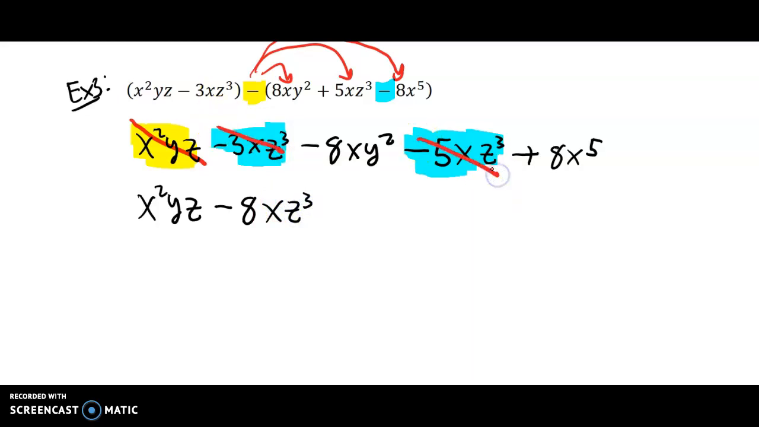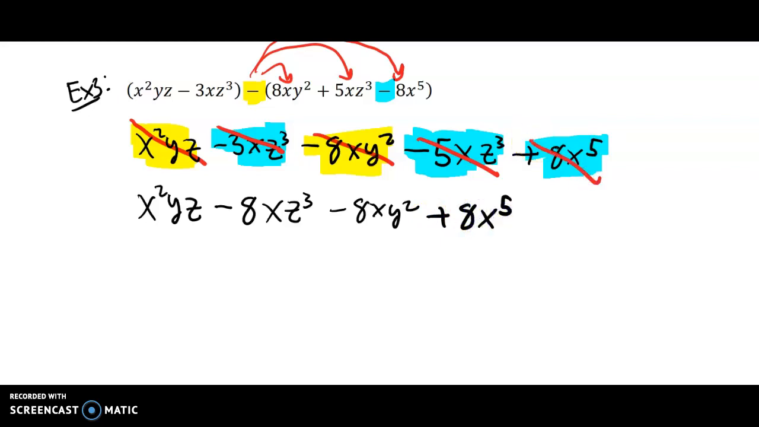Cross them both out. And then my last two, I've got a negative 8xy squared. I don't see any other xy squared, so he just stays the same. Done with that. And my last one is 8x to the 5th. I don't see any other x to the 5th, so that one just stays the same as well. We're done there. Cross them out. Great. That's it for this one.